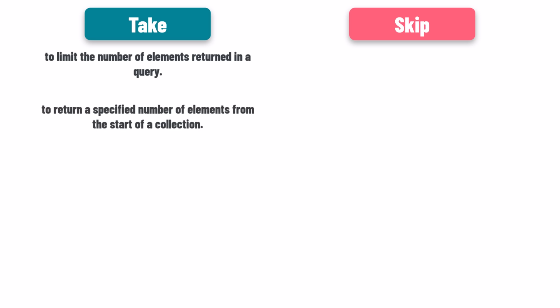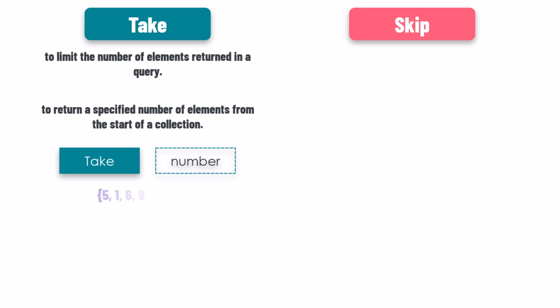The syntax for this clause is very simple. We only write the clause with an integer number. This number indicates how many items I want to return from the query. For example, I have the following array and the following clause. The result here will be the following three numbers. So, I got the first three numbers using take 3.